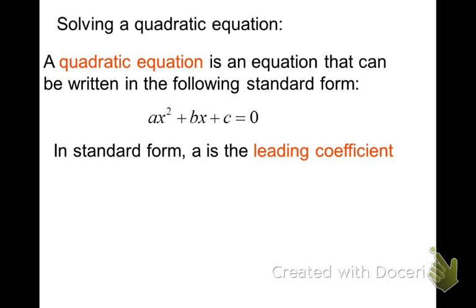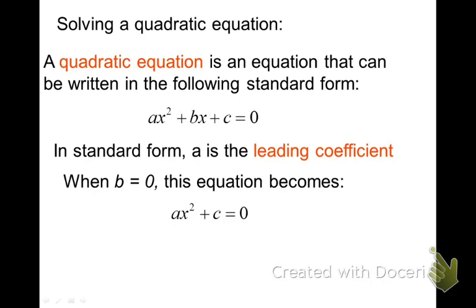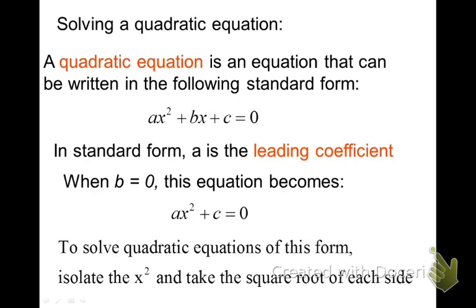So ax squared plus bx plus c equals 0 is the standard form of a quadratic equation. A is the leading coefficient, or the coefficient of the quadratic term. B is the coefficient of the linear term. And when b equals 0, the linear term drops out, and now we can use the square root method. When we use the square root method, we're going to get the c to the other side, divide both sides by a, and take the square root of both sides.